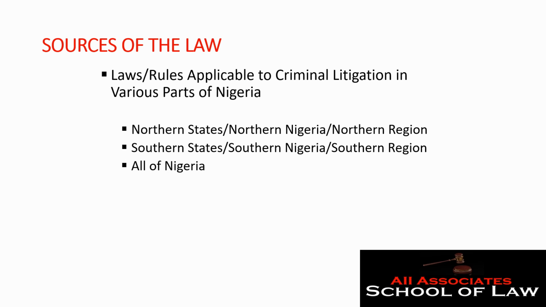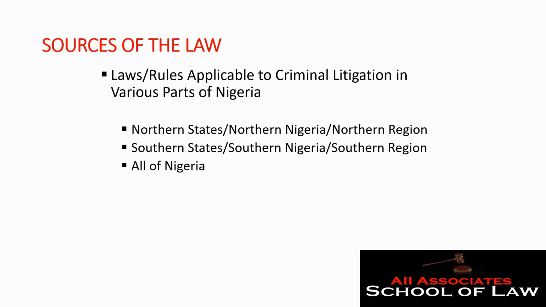Let's take a look at the laws and rules applicable to criminal litigation in the various parts of Nigeria. In Northern Nigeria, we have the 1999 Constitution as amended, the Administration of Criminal Justice Law, ACJL, if the ACJA has been domesticated, or the Criminal Procedure Code Law, CPCL, if the ACJA hasn't been domesticated, the procedural rules of the respective courts in the various northern states, the magistrate court laws of the respective northern states, subject matter specific criminal laws, as well as offender type specific criminal laws, such as the Children and Young Persons Act and laws of the respective states.